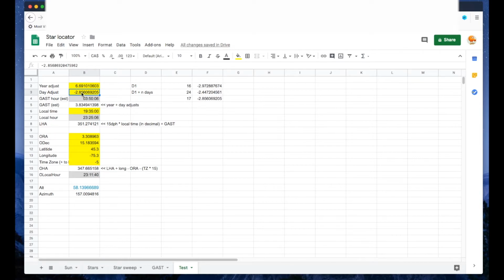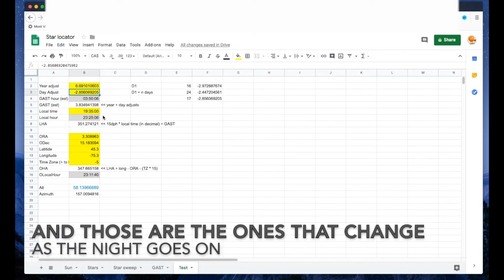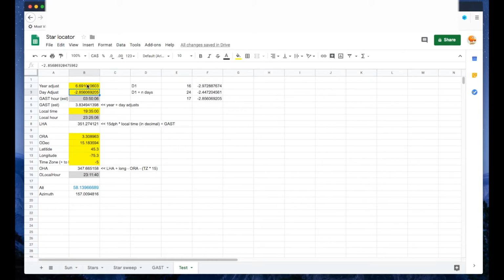Now, if you're going to do stargazing with this, you would only have to do this once for that particular night, because the only 2 additional calculations you're going to need are going to be these 2 here. So all we do is we add the year adjust and the day adjust. That gives us 3.8349 hours, working out to be 3 hours and 50 minutes and 6 seconds. So that is the estimated Greenwich apparent sidereal time adjustment.